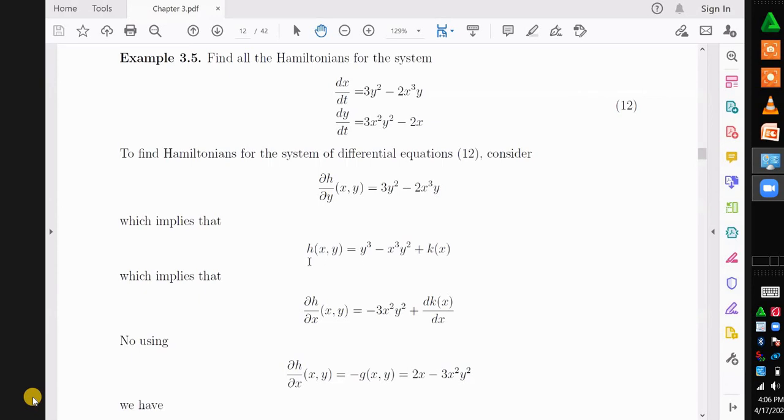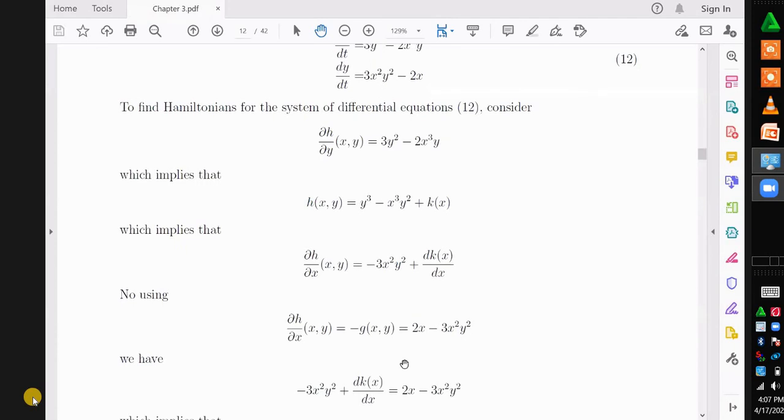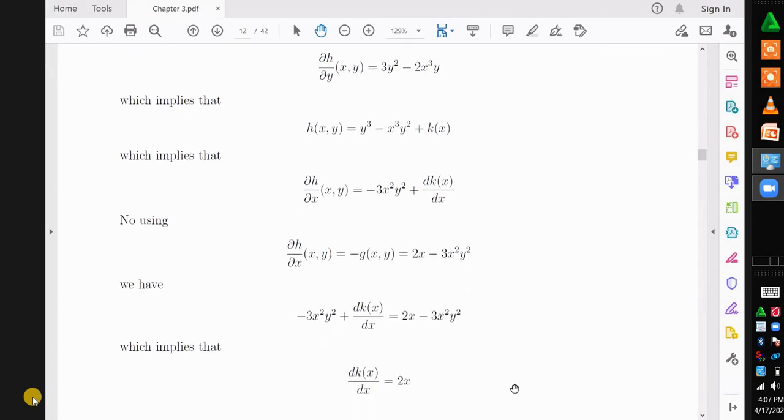Now just differentiate this partially with respect to x. So partial h over partial x is, derivative of the first term is 0, derivative of this is minus 3x square y square, plus this is just depending only on x, so this is dk by dx. Now partial h over partial x is minus g of xy, so this is 2x minus 3x square y square. Now using this, minus 3x square y square plus dk by dx is 2x minus 3x square y square. Now this is cancelled with this, so dk by dx is 2x. So k is x square.